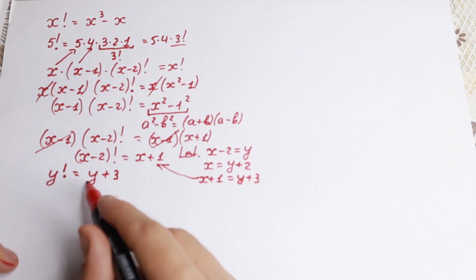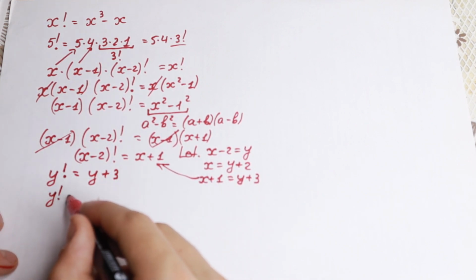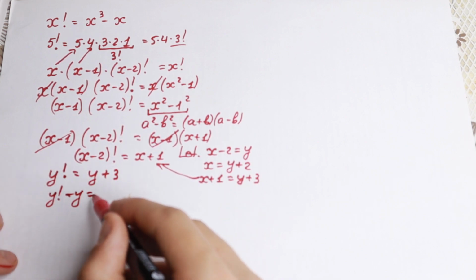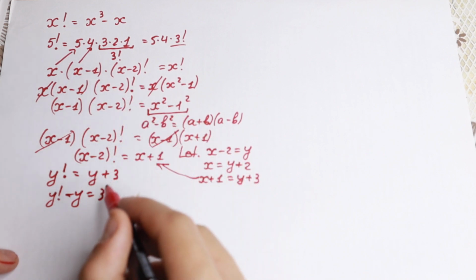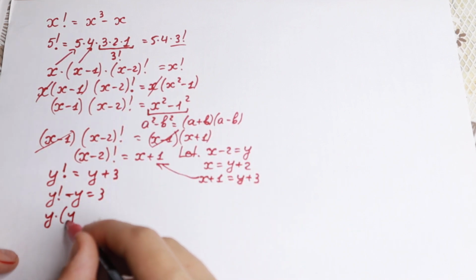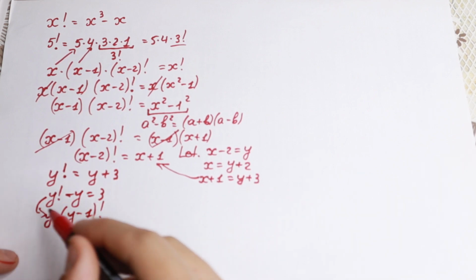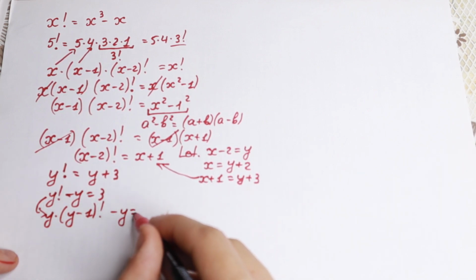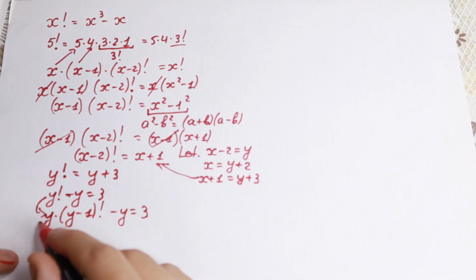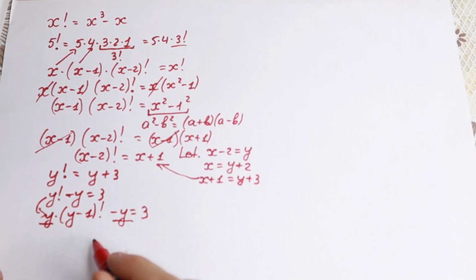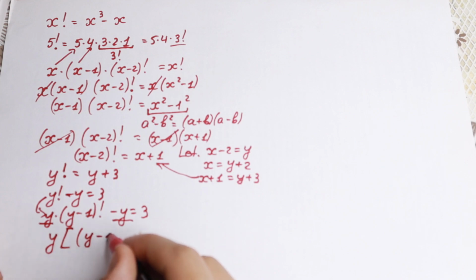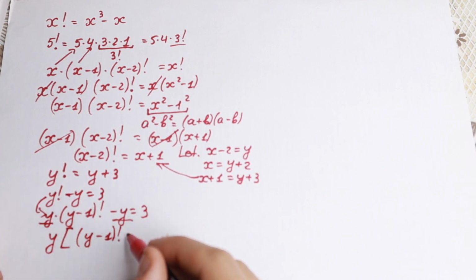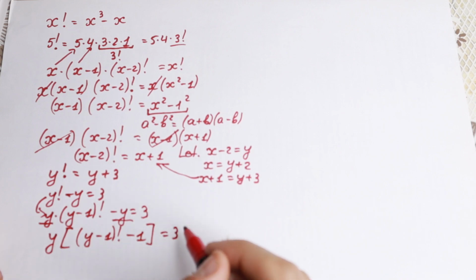And right now let's bring this y to the left hand side. We have y factorial minus y equal to 3. Okay, take a look closely at what we're going to do next. Let's write this y factorial in the same way as in the beginning: y times y minus 1 factorial. Yeah, so I want to write this y factorial like that, minus y equal to 3. And right now we have y and we have y, so we can easily factor this y real quick. So we have y, and in parentheses we will have y minus 1 factorial minus 1, equal to 3.